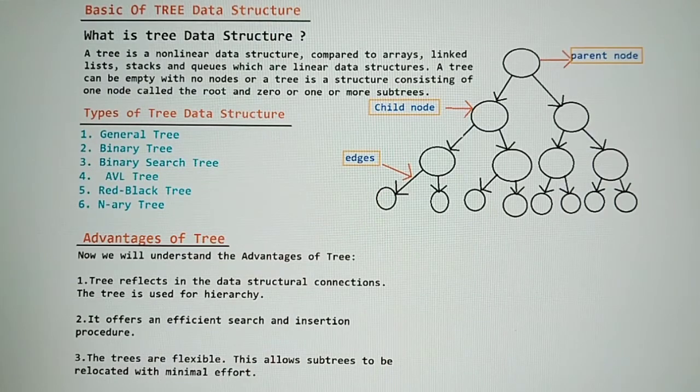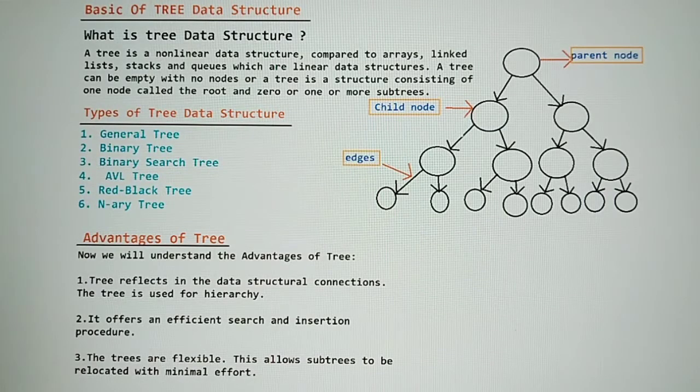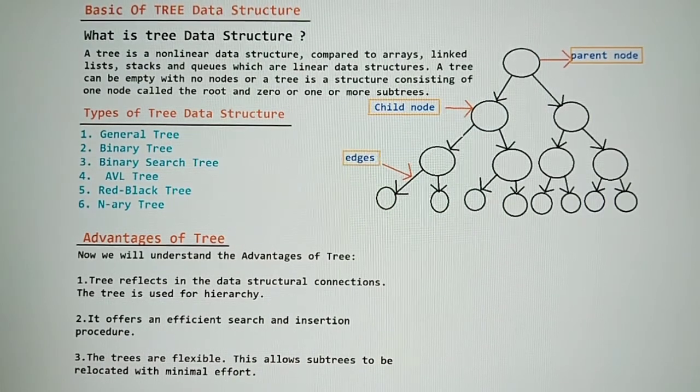This section is the most important and most joyful section in the whole of DS and algo. Tree is the most important part of DS and algorithm. I am going to talk about the basics of the tree data structure and all of its parts, types of tree data structure, and the advantages and disadvantages. I think your concept will be clear after this video. Watch it carefully and see the full video.